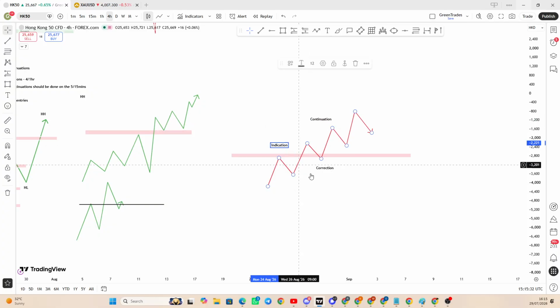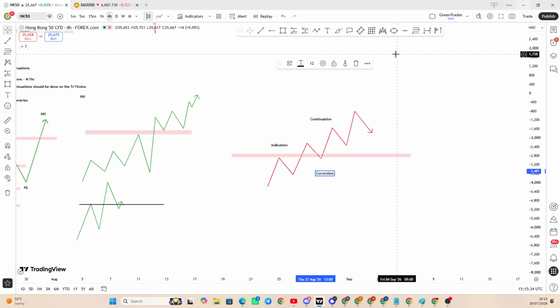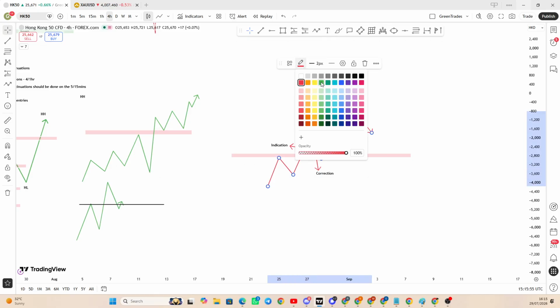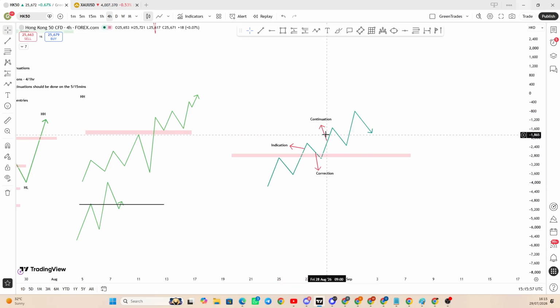I'm going to try and put arrows on them so it's quite clear for you guys. So this will be the continuation. This will be the correction. That will be the indication, right? So because it's a bullish trend, let's change the color as well. And then let's make this one black.